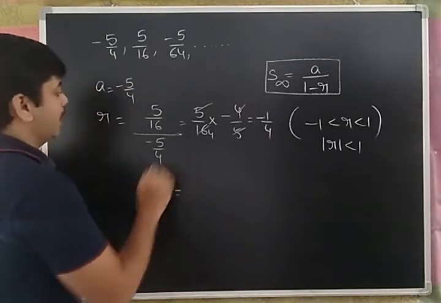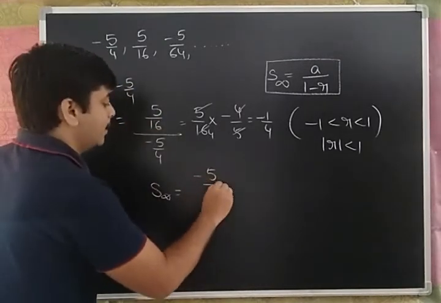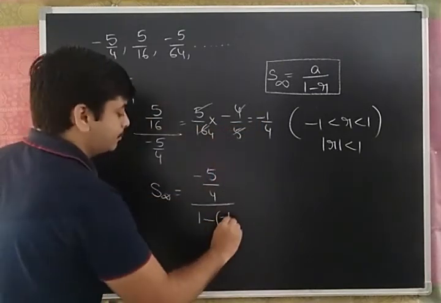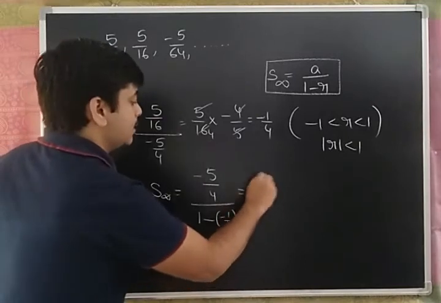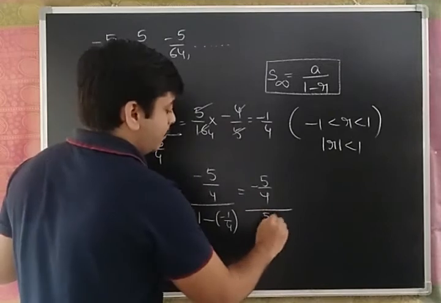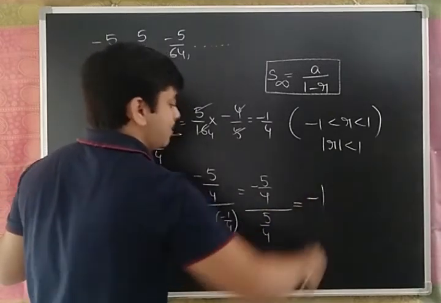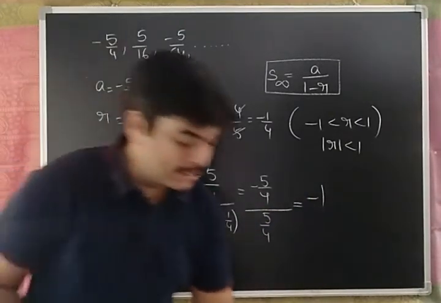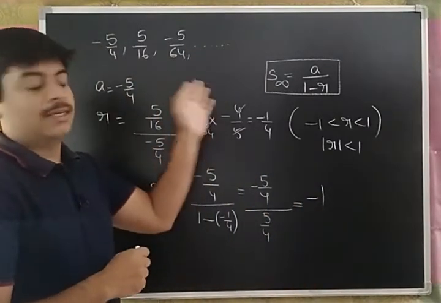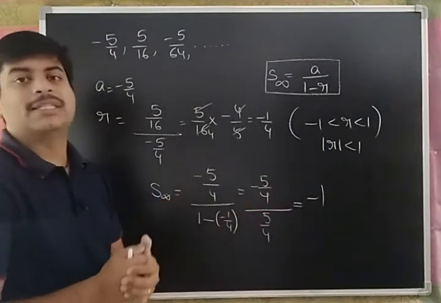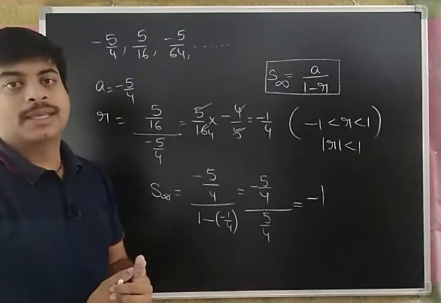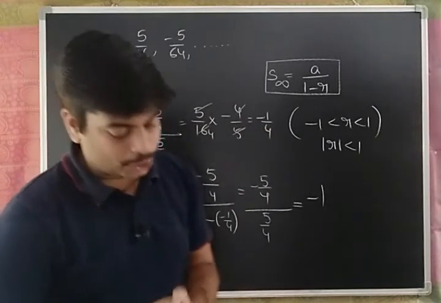S infinity is equal to a by 1 minus r, which is minus 5 by 4 divided by 1 minus r. 1 minus r is 1 plus 1 by 4, so it is minus 5 by 4 divided by 5 by 4. So this is minus 1. Let me check the answer. Yes, correct. So when you go to infinite terms, the sum will be converging to the value minus 1. Understood? Let us quickly see one more question.